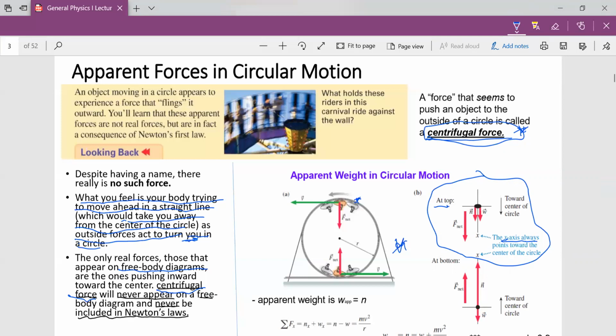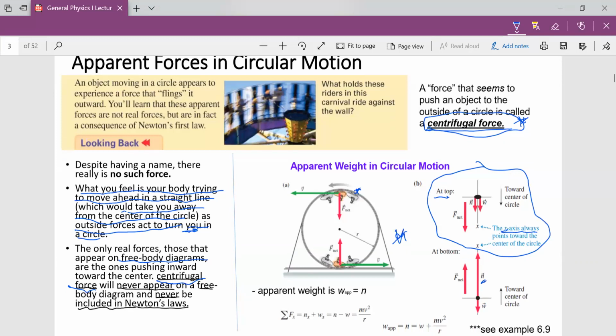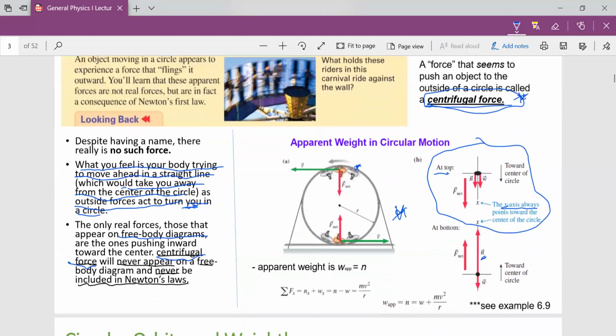But when they were at the bottom, the normal force points upward, the weight points down, and the net force points towards the center, which is the direction of the acceleration. So we see that for a circular motion, the apparent weight is equal to the normal force. Remember the definition of apparent weight, which is the summation of the contact forces for an object in motion. All right.